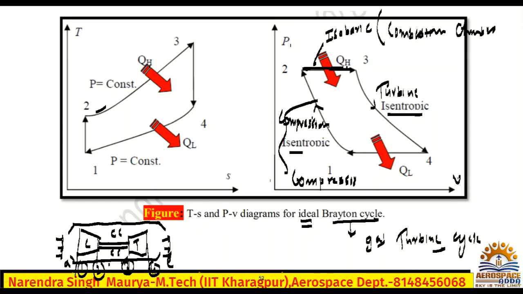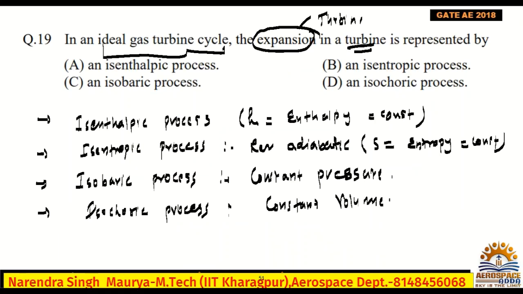I hope you understood. Clearly here you can get the answer. So what is the correct answer? In an isentropic process. So your answer will be option B. All right.